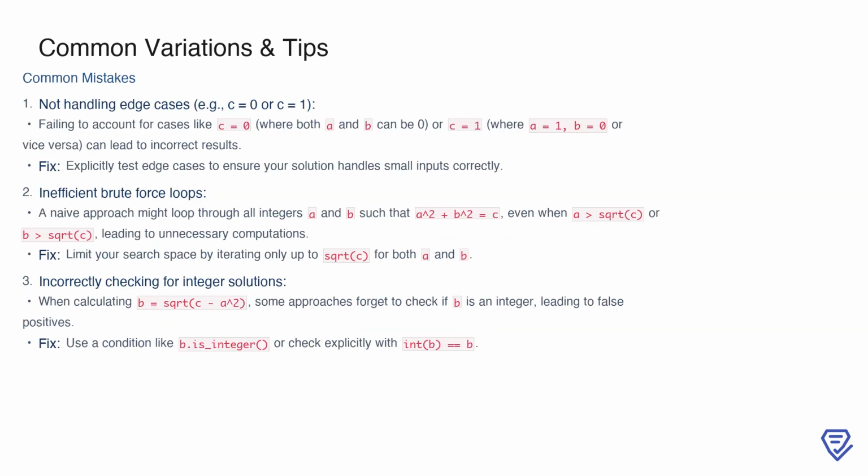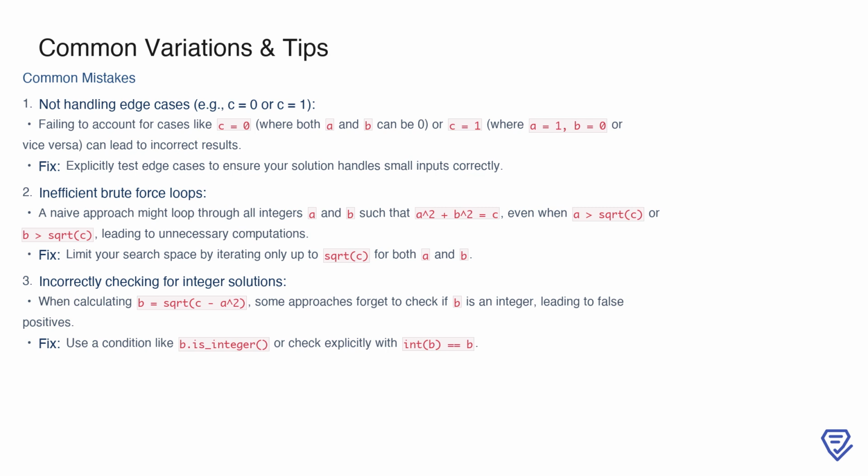When working on this problem, there are a few common mistakes to watch out for. First, not handling edge cases properly can lead to incorrect solutions. For instance, if c equals 0, both a and b can be 0, while for c equals 1, valid pairs include a equals 1, b equals 0, or a equals 0, b equals 1. It's important to explicitly test these scenarios to ensure your solution handles small inputs correctly.